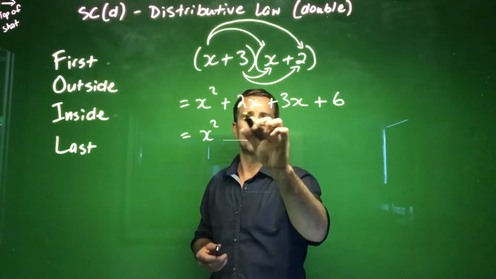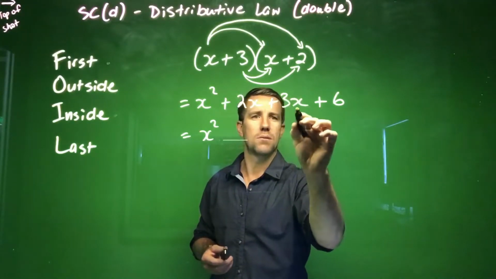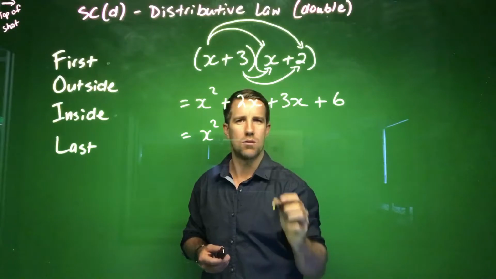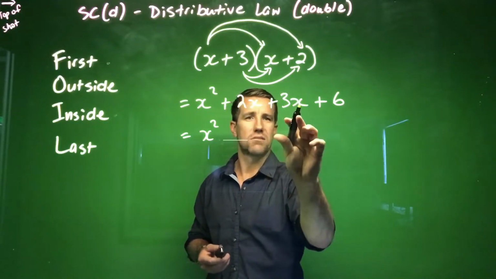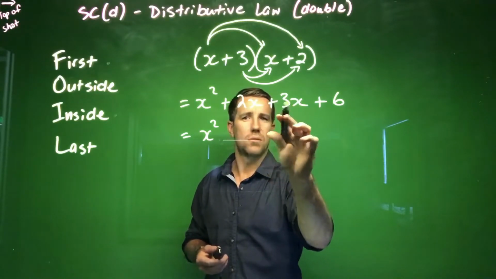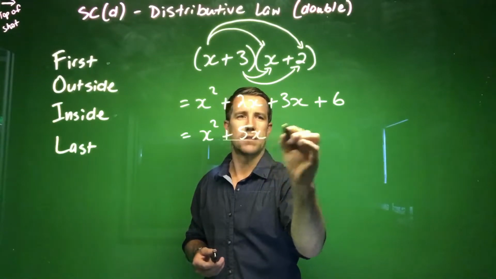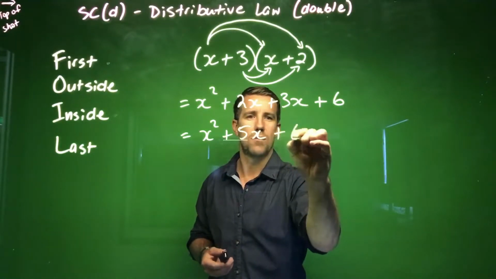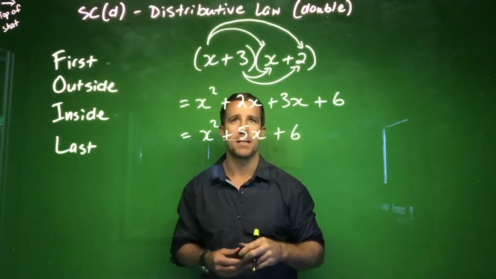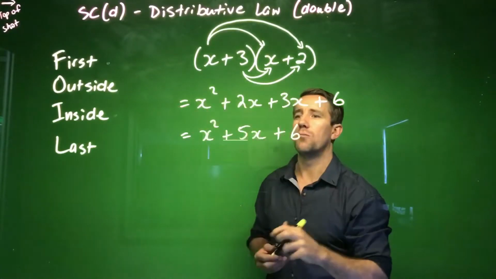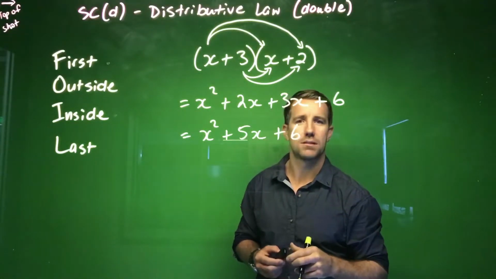Here we've got a 2x, and I've got something else here with just that x component as well. So we've got plus 2x plus 3x, so 2 plus 3 gives us 5x, and then we've got just a single constant term on the end there. So overall, expanding and simplifying this using our FOIL method is x squared plus 5x plus 6.